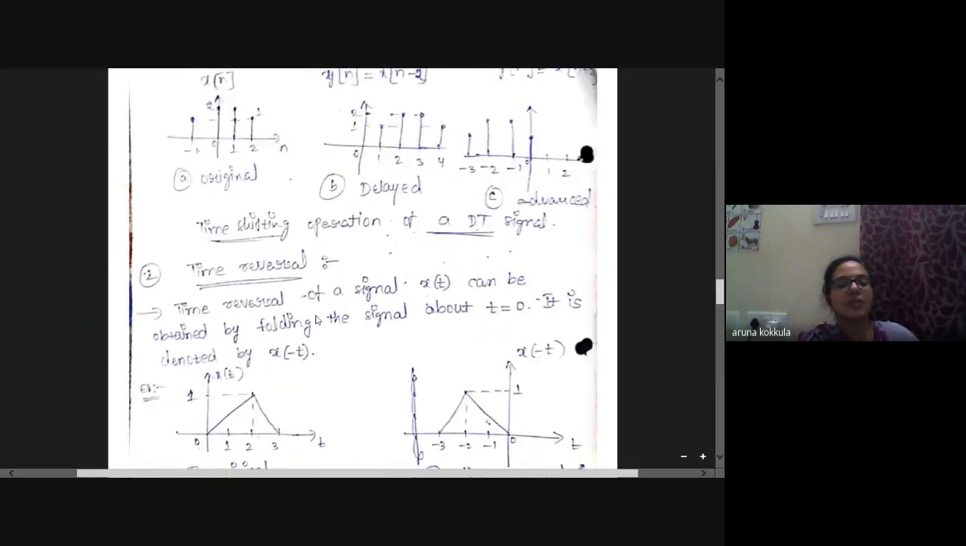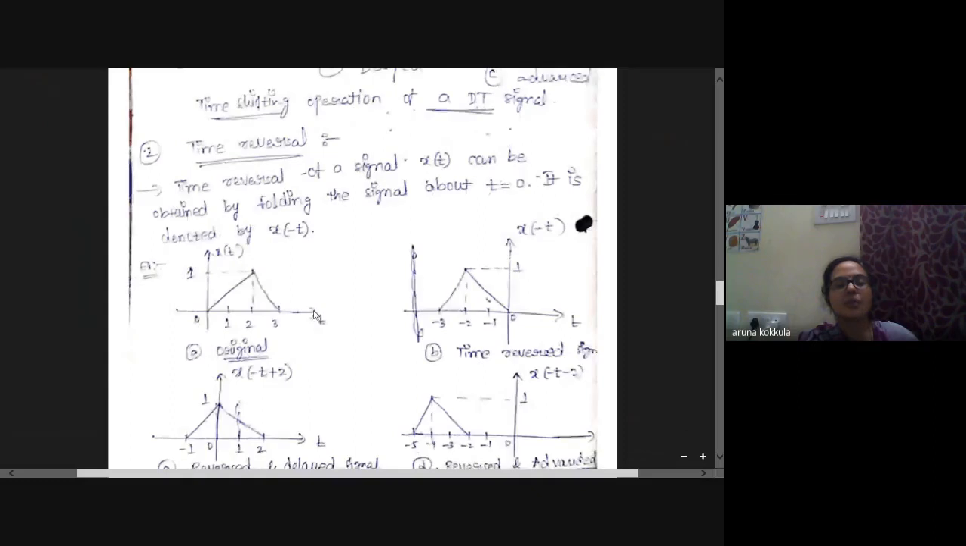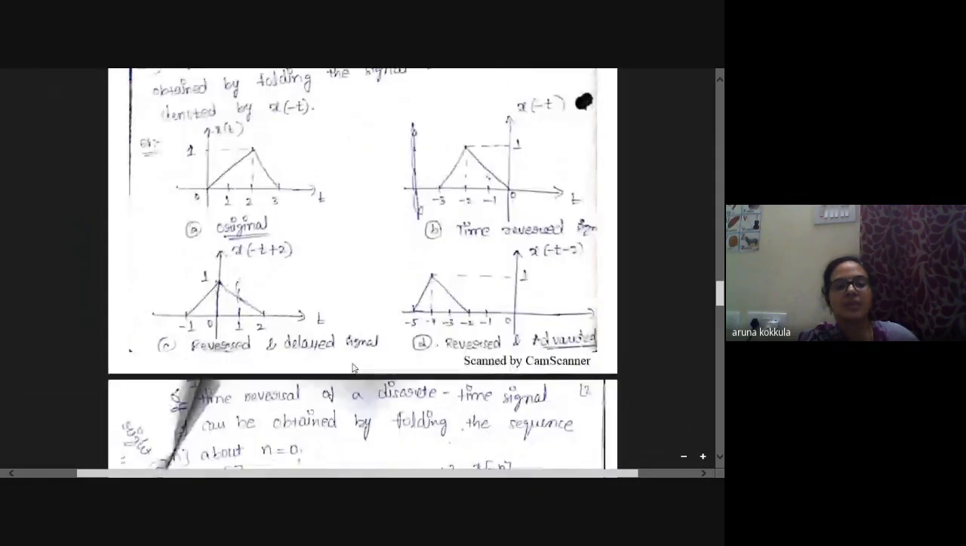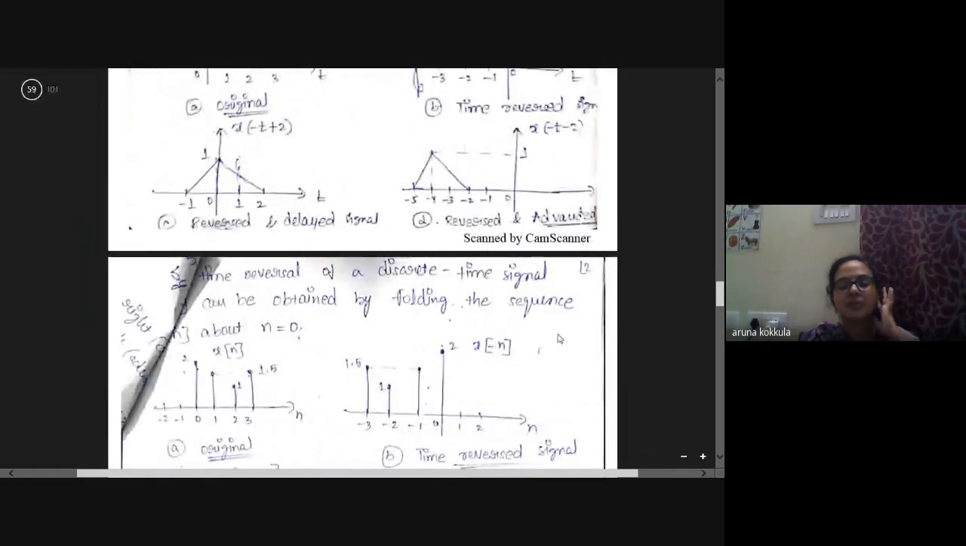The second operation is time reversal. Time reversal of a signal can be obtained by folding the signal about t is equal to 0, whereas in the case of a discrete time signal, by folding the sequence with respect to n equals 0. X of n is defined from 0 to 3, and here x of minus n is defined from 0 to minus 3.